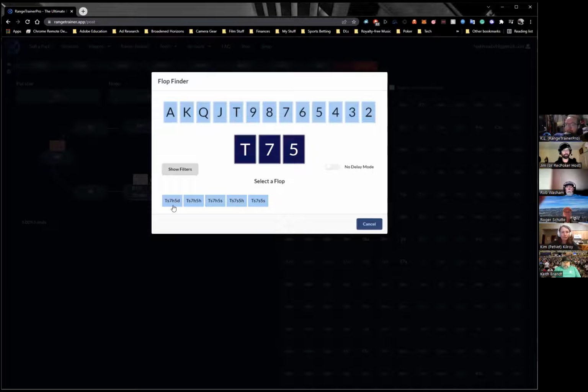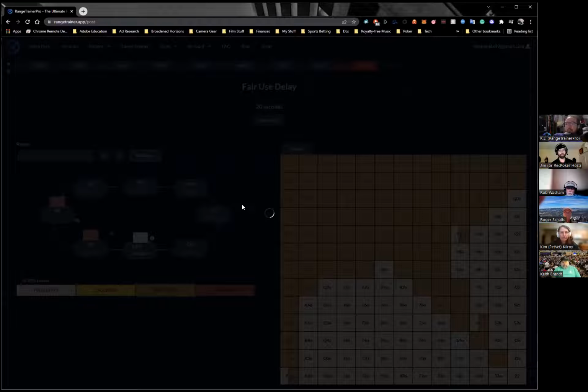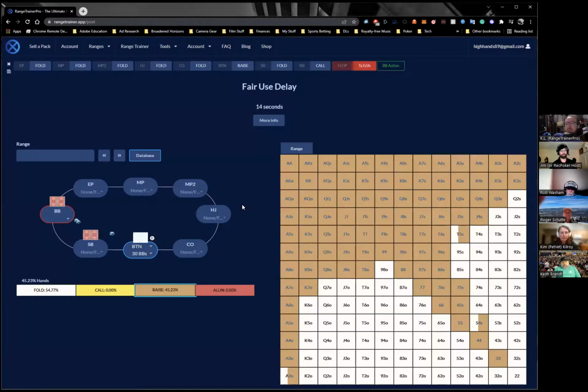So you can see right here, first one is rainbow. The second one has the 7 and the 5 suited. The third one has the 10 and the 5 suited. The fourth has the 10, 7 suited. And then the last one is monotone. So let's just say that it's 10, 7, 5, 10 and 7 are suited. We select that hand.